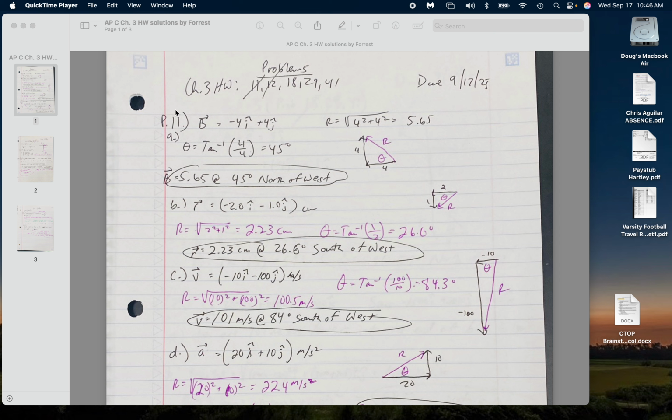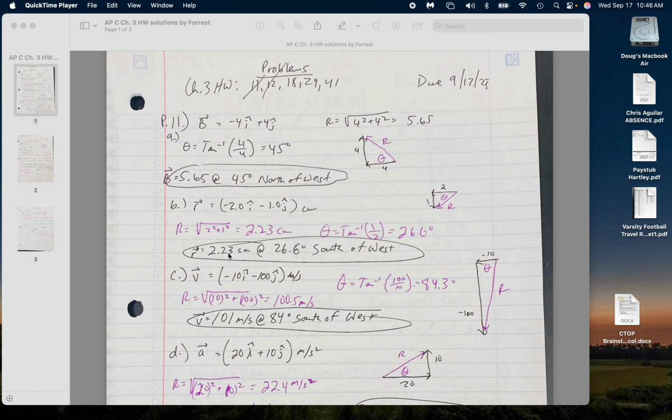Okay, so problem 11, I don't think anyone asked about, but essentially it was saying find the resultant, draw out the vector that's shown. So B was negative 4i hat plus 4j hat. So negative 4 in the x direction, positive 4 in the y direction. 5.65 is the resultant, 45 degrees north of west. You could have also said 45 degrees west of north.